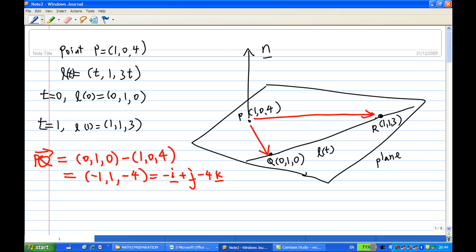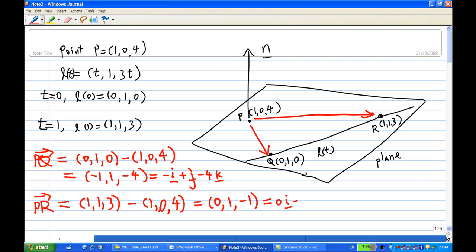And what is PR now? PR is equal to the endpoint R, (1, 1, 3), minus the beginning point (1, 0, 4). This will give me 1 minus 1 is 0, 1 minus 0 is 1, 3 minus 4 is minus 1. So this is 0i plus j minus k. Having known that, I can go ahead to find a normal vector, a vector perpendicular to the plane.